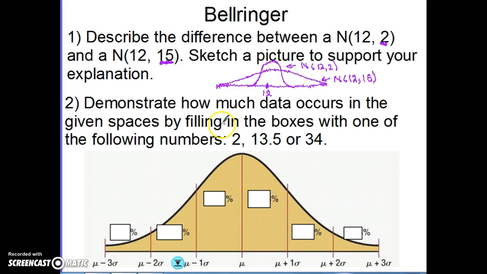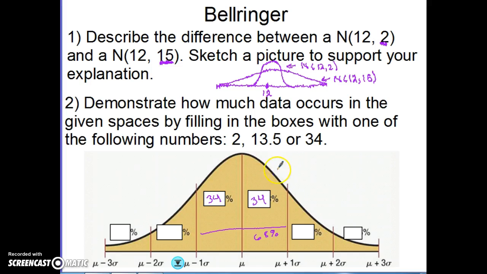Demonstrate how much data occurs in given boxes by filling in the boxes with one of the following numbers: 2, 13.5, or 34%. So we look at this normal distribution, and this is all based on the empirical rule, because look at this. This is actually between +1 and -1 standard deviations, which we know from here to here should be 68%. Which means if I divide that in half, from here to here, there's 34% of my data, and from here to here, there's 34% of my data.